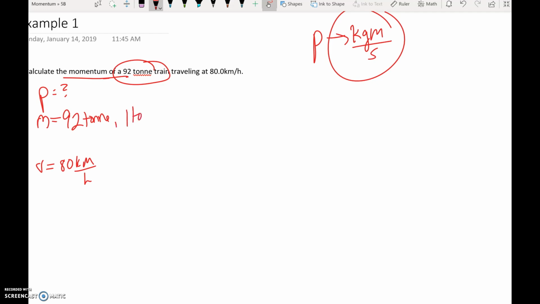Ton, 1 ton is equal to 1,000 kilograms, which means if you have 92 tons, we're talking about 92,000 kilograms. 80 kilometers per hour, we're going to need to convert that, kind of do the train track method here. We're going to start by copying and pasting the top unit, kilometers, down below. Then we want to take kilometers to meters. Kilometers are bigger than meters, so that's a 1, and there are 1,000 meters in every kilometer. Kilometers on top will cancel out our kilometers on bottom, leaving just meters.